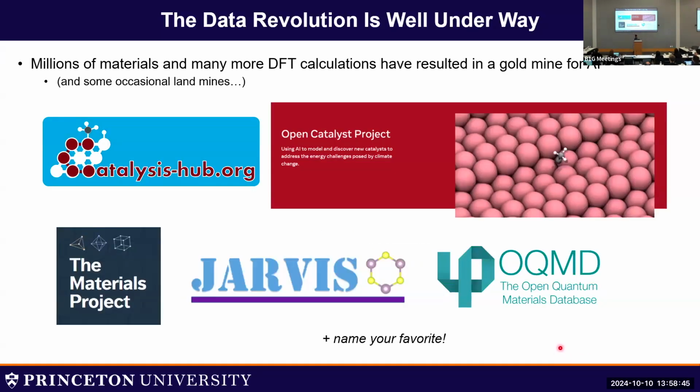So to begin, for the various databases that we have, we've heard about Catalysis Hub, we've heard a little bit about Open Catalyst Project, the Materials Project. We have millions of materials and many, many more DFT calculations that have resulted in effectively a gold mine for AI, which we have seen, and occasionally some landmines as well. And we heard some discussions about that, and I'll touch on some of those points. Of course, there's many other databases you may use other than those listed here.